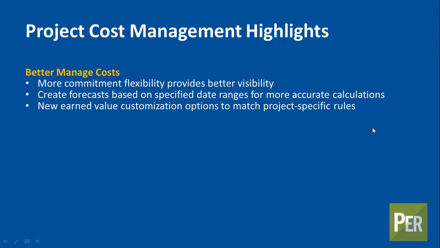The three that we're highlighting today are, number one, more commitment flexibility to provide you with better visibility. Number two, creating forecasts based on specified date ranges for more accurate calculations. And number three, new earned value customizations to help you better match specific rules. So let's look at the first, the more commitment flexibility.